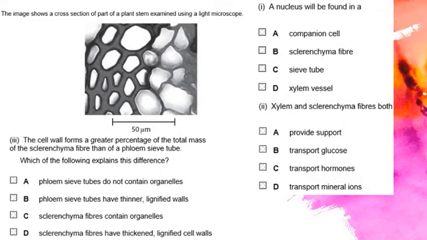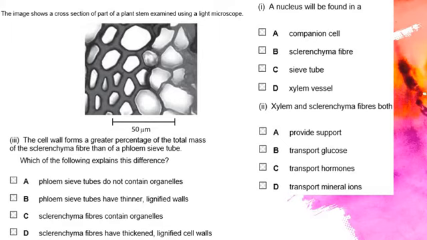Next up, we have a lovely set of multiple choice questions. So we're going to start up in the top left. A nucleus will be found in which type of cell? We have xylem and sclerenchyma fibers. What property do both of these share?